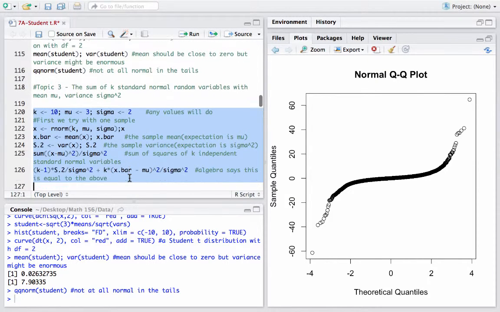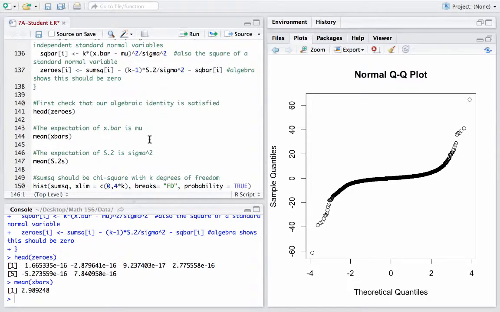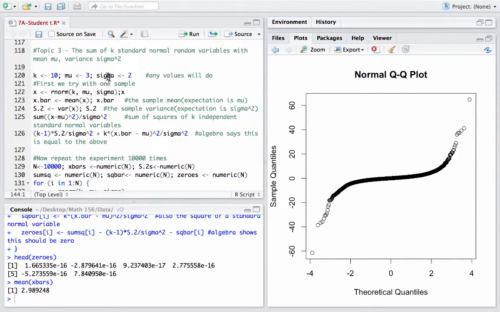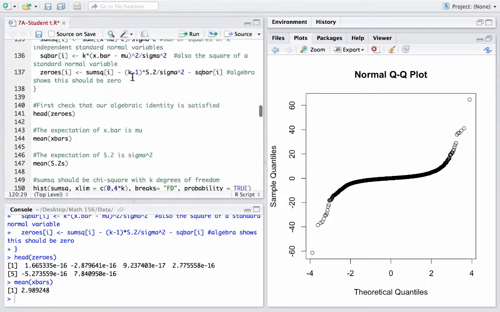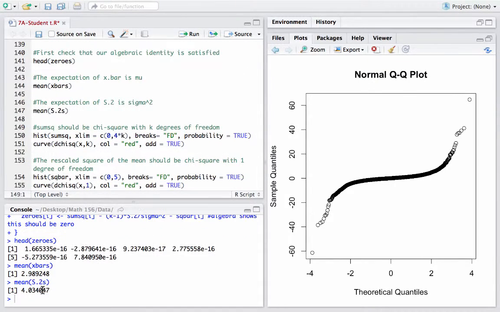Now let's set k equal to 10. The identity still holds up. So it looks like I went a little too fast before. We're not drawing from standard normal this time. We're drawing from normal with mean 3 and variance 4. So keep that in mind as we proceed. So our mean of the x bars came up very close to 3. Our mean of the sample variance squared came up very close to 4.